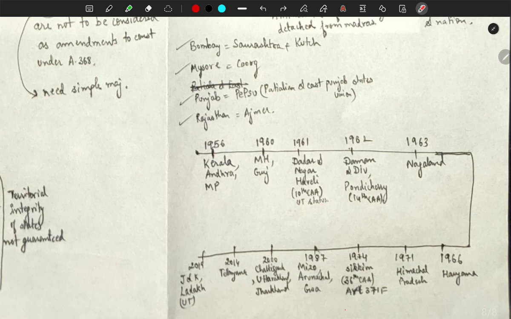Then in 1962, Daman and Diu was formed, and Pondicherry, by the 14th Constitutional Amendment Act, became a Union Territory. Then 1963, Nagaland was formed. 1966, Haryana. 1971, Himachal Pradesh. In 1974, Sikkim was formed by the 36th Constitutional Amendment Act, Article 371F, the special provision mentioned in the Constitution for that state. In 1987, Mizoram, Arunachal Pradesh and Goa. In 2000, Chhattisgarh, Uttarakhand and Jharkhand. In 2014, Telangana. And in 2019, Jammu and Kashmir and Ladakh, which were given Union Territory status.